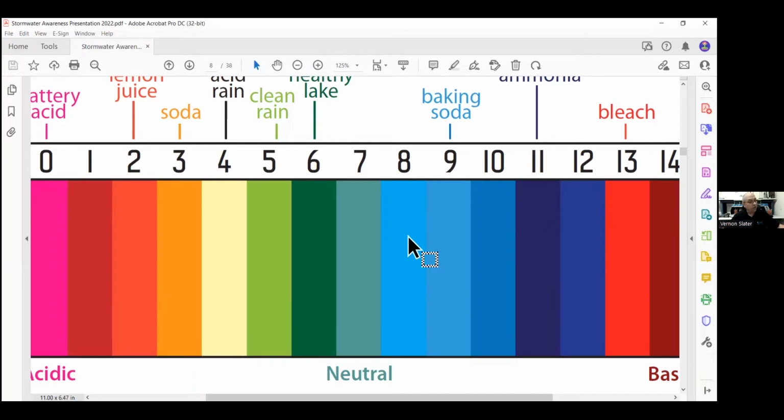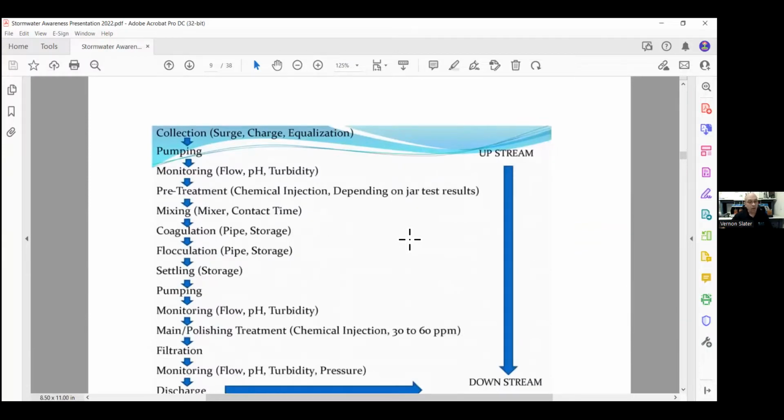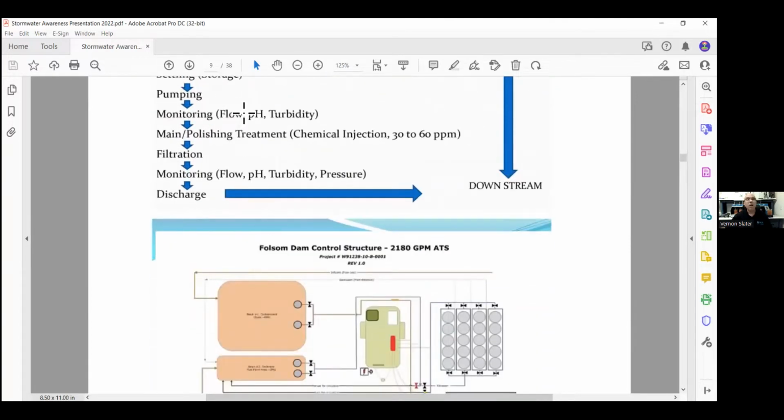So what is an active treatment system? Any treatment system that uses a chemical to reduce fine suspended solids from construction site stormwater discharges. The typical system is a collection of plumbing, pipes, pumps, filters, tanks, basins, coagulants, flocculants, instrumentation with automatic water quality recording capabilities. And this is a worded diagram of what's going on from all the way from collecting, coagulation, flocculation, settling in a storage tank, main polishing with a little bit of chemical here, filtration, monitoring, and then off to discharge.